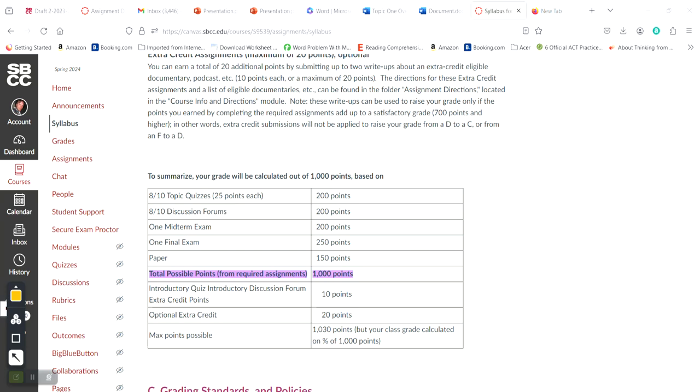The quizzes will have a total of 2 per topic, which will end up being a total of 10 quizzes. 2 of those quizzes will be dropped at the end of the semester. Your 2 lowest scores will be dropped. So only the top 8 quiz scores will count towards your final grade. And the same holds for the discussion forums. Each topic will have 2 discussion forums, and at the end of the semester, your 2 lowest discussion forum scores will be dropped.